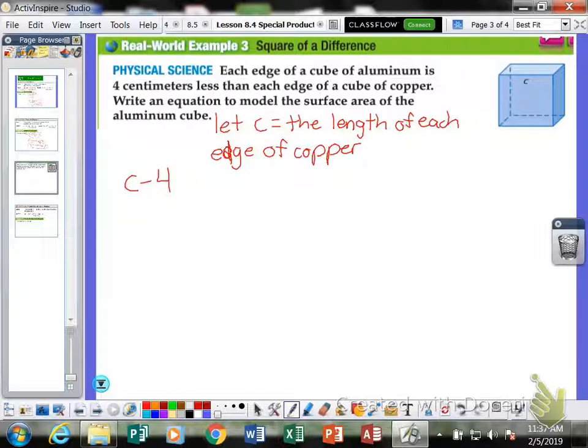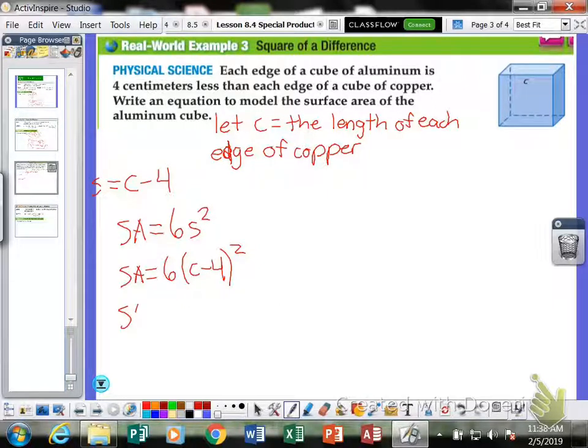Okay, so now we want to find the surface area. We know surface area for a cube is 6s squared. This is going to be our S here. That's not a Z, it's our S. So now we just substitute into our equation. We have SA, surface area, equals 6 times C minus 4 squared.